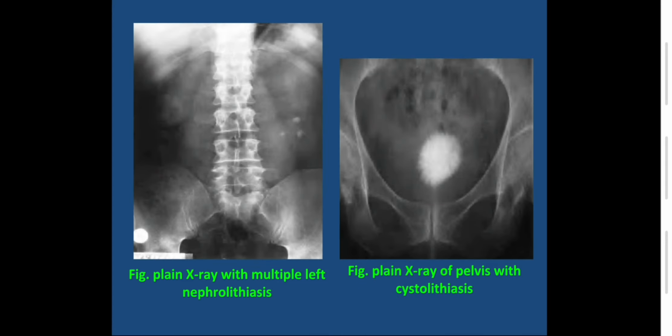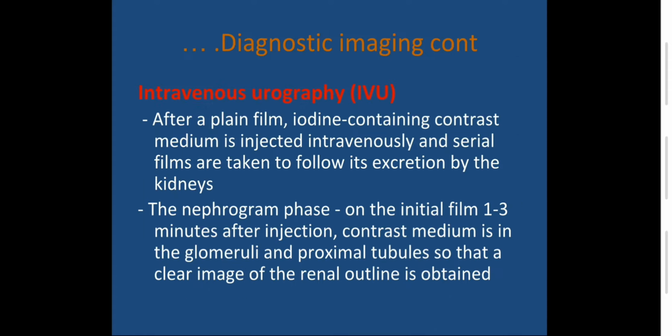These are plain films. On the right, the KUB film shows multiple radiopaque shadows in the left renal area, typical for renal stone, and the pelvic X-ray on the left shows a large radiopaque shadow within the pelvis, typical for bladder stone.